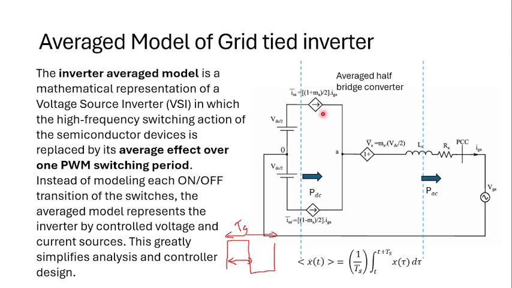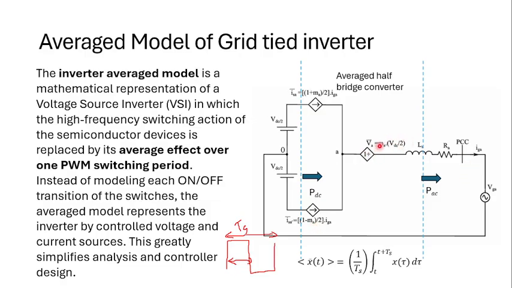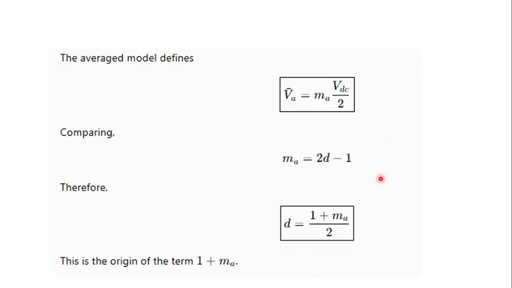So the average value is taken as VA equal to duty D into VDC by 2 plus 1 minus D into minus VDC by 2. D is the duty cycle, and VA can be reduced to 2D minus 1 into VDC by 2. So this is something like VA equal to MA VDC by 2, what we have seen here. VA is the AC voltage, MA VDC by 2 is the DC-side scaled voltage. So this is reduced to MA is 2D minus 1. So D can be obtained in terms of the modulation index as 1 plus MA by 2. By controlling the modulation index MA, we can control the duty cycle.